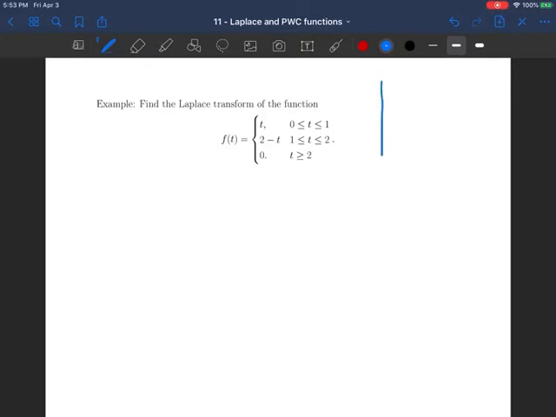All right, one last example. 3 parts now. So this function is equal to t, and then 2 minus t, and then 0. So again, let's take a look at the graph.